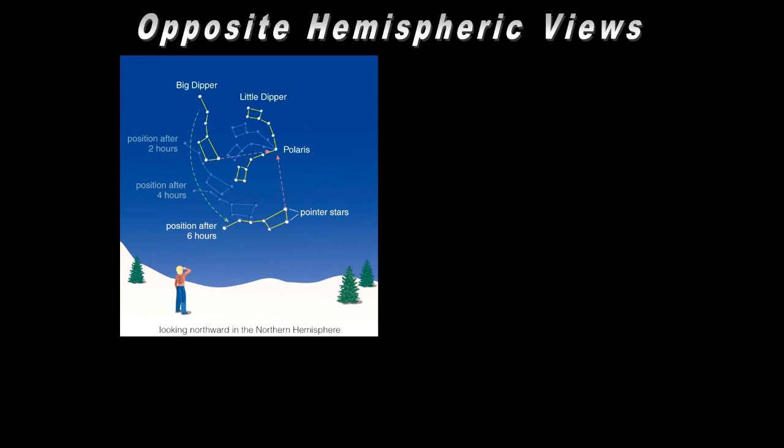Let me conclude part 1 of the Earth motions by just considering the northern and southern hemispheric views and how they differ. So from the northern hemisphere, we have the pointer stars of the Big Dipper going right to Polaris, which happens to be lined up with the north geographic pole of Earth, which is nice because the stars rotate counterclockwise nicely around that point. Easy to identify, easy to find. When you find Polaris, the pole star, you know that you're looking due north.